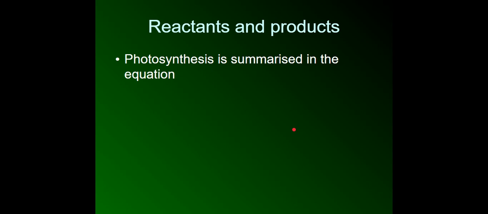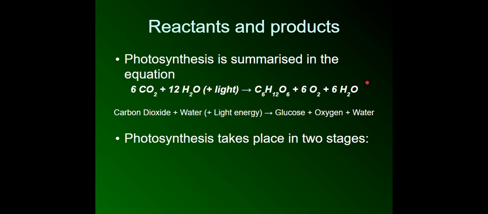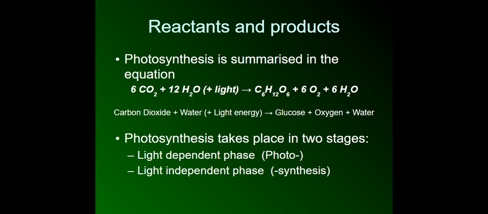So photosynthesis is summarized with the following equation. So 6 carbon dioxide plus 12 water plus light is going into C6H12O6, which is glucose, plus 6 oxygen plus 6 water molecules. Okay, and here is our word equation. So photosynthesis takes place in two stages. First of all, the light dependent phase, known as the photo, and then the light independent phase, which is the synthesis that makes up photosynthesis.